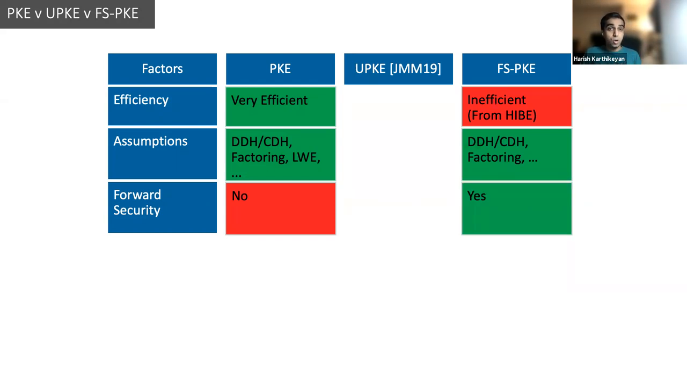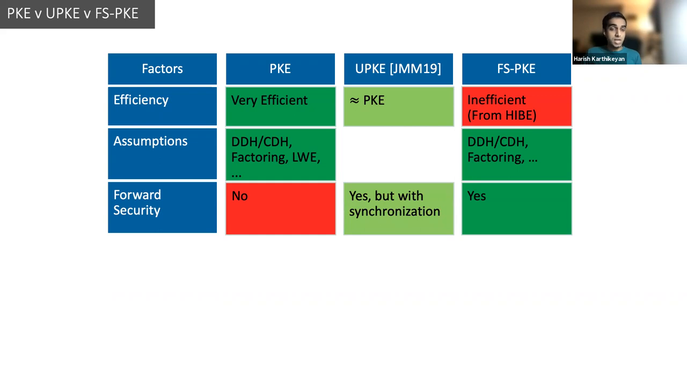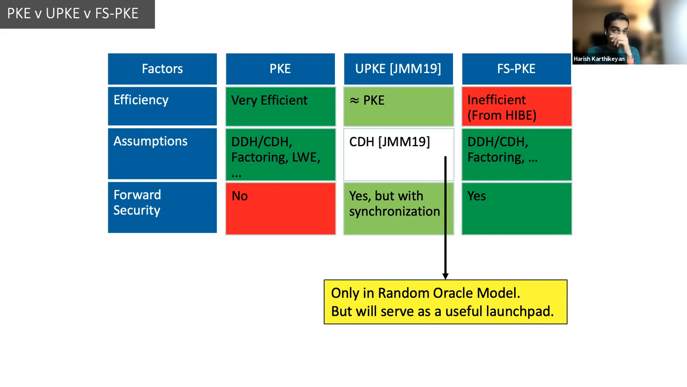The UPKE that was proposed by Jost and others is roughly the same efficiency as a PKE scheme. We will look at that construction in just a few slides, if not the very next slide. And the assumption here is that it requires a little bit of synchronization, as we discussed. And the final piece of the puzzle is that it is from the CDH assumption, and it is in the random oracle model. However, this will serve as a very useful launchpad for our construction and where we will eventually get to. So this is their construction.